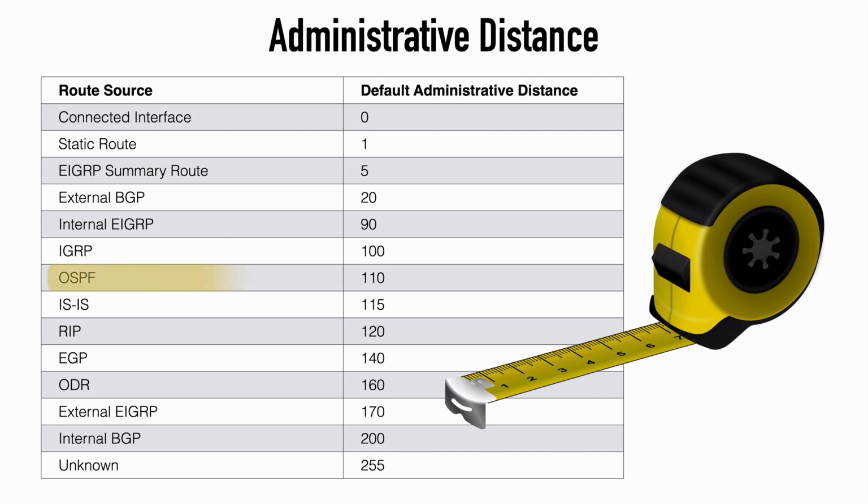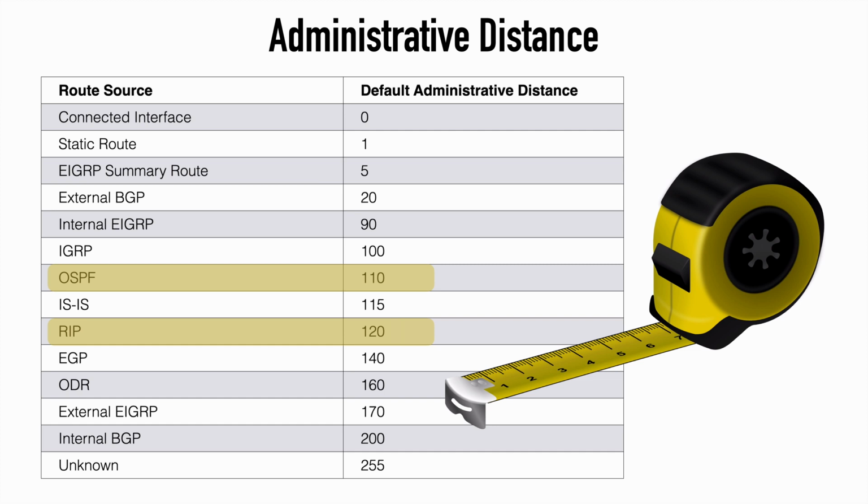Let's say you have both OSPF and RIP learned routes out to the same destination. Now, by default, OSPF would be used because it has a lower administrative distance. However, by either lowering the AD of RIP or by raising the AD of OSPF, you can force the router to use those RIP learned routes instead of the OSPF learned routes.